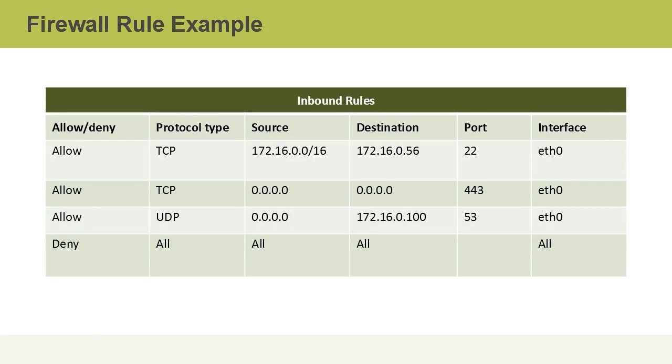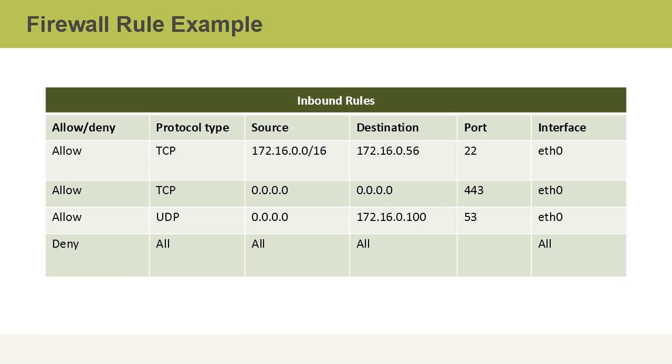Here on the screen we see some examples of inbound rules, where we get to decide in the leftmost column whether we are allowing or denying traffic. Notice our last rule at the bottom denies all protocols from all sources going to all destinations for all interfaces. However, our first rule allows TCP traffic from a specific source subnet of 172.16 with a 16-bit subnet mask. And it allows that type of traffic to a specific host, in this case 172.16.0.56 for port 22, which is used for SSH remote administration. And that's allowed on our firewall device through interface Ethernet 0.